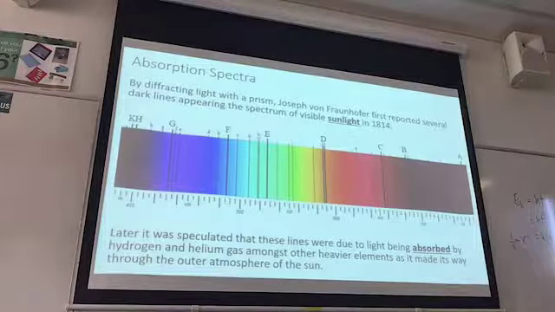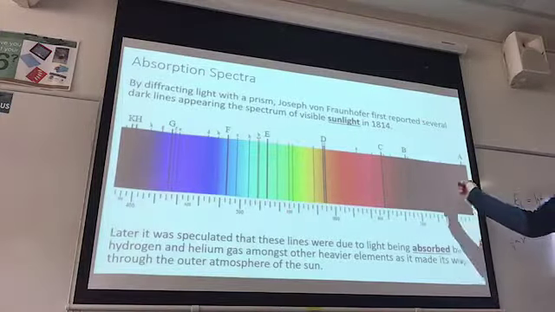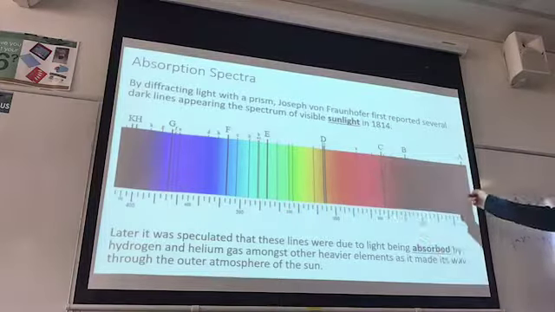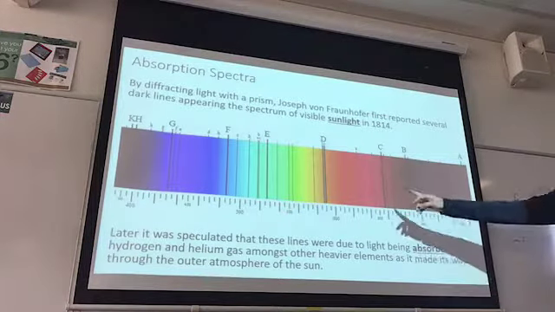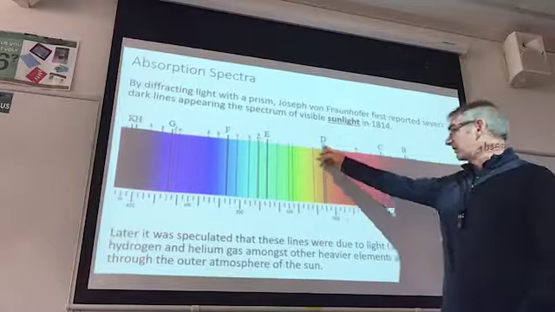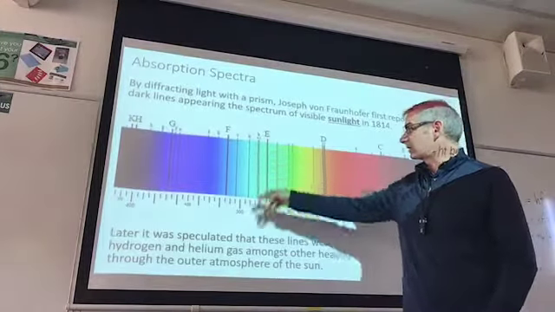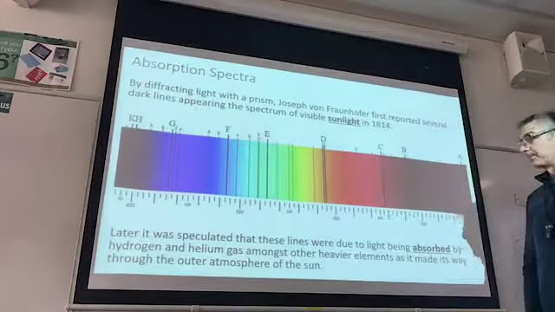The absorption spectra is where light is removed from the spectra and you end up with dark patches. So what we see on the screen here is the spectrum of visible sunlight, and there are gaps in the spectra where these lines coincide. How do we get that?